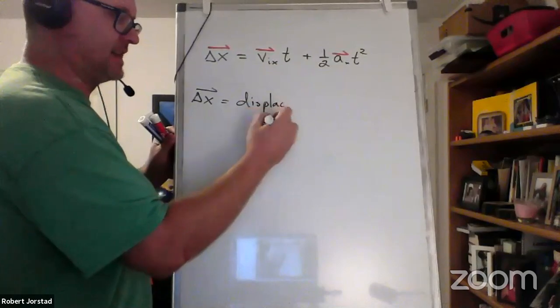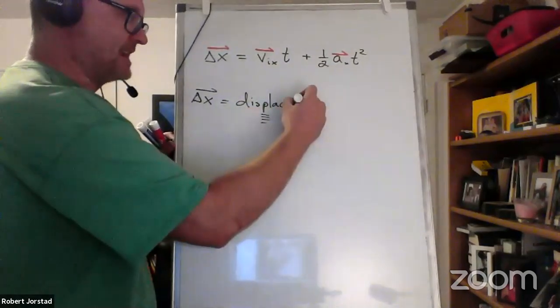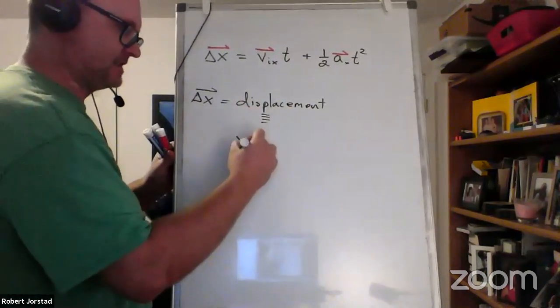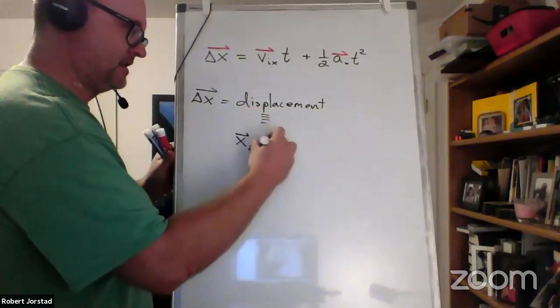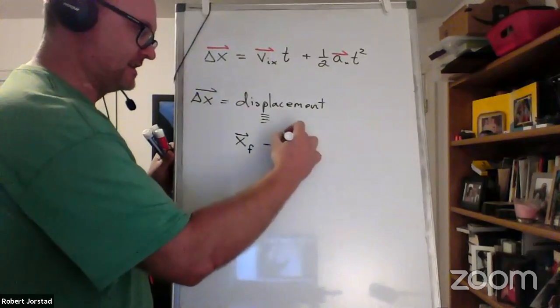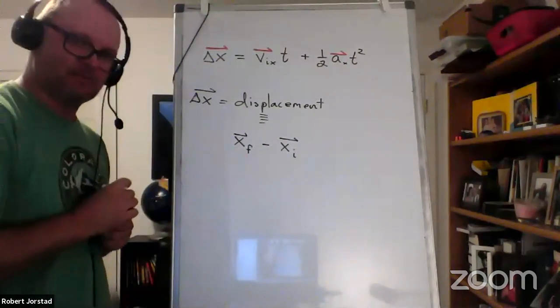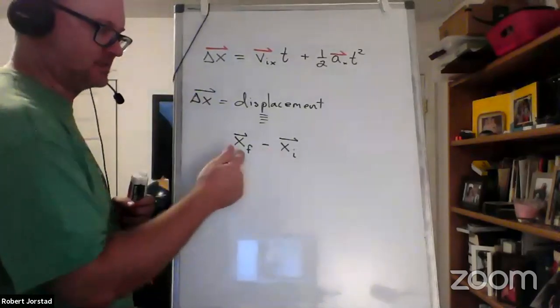And I'm going to underline that letter P, displacement. It is not distance traveled, it is displacement. And that's x final minus x initial. It's a change in position. We're going from the initial state to the final.